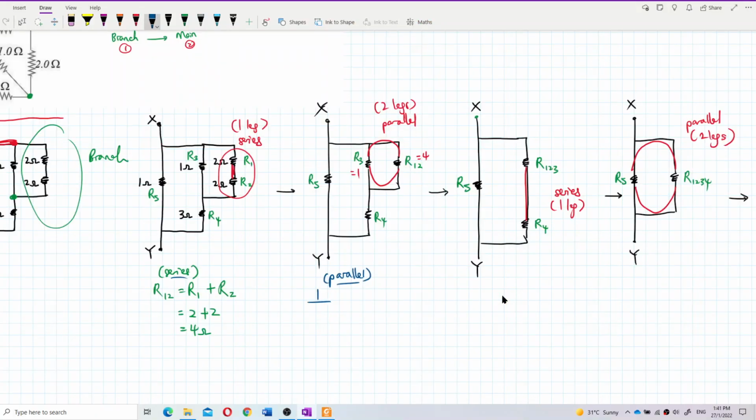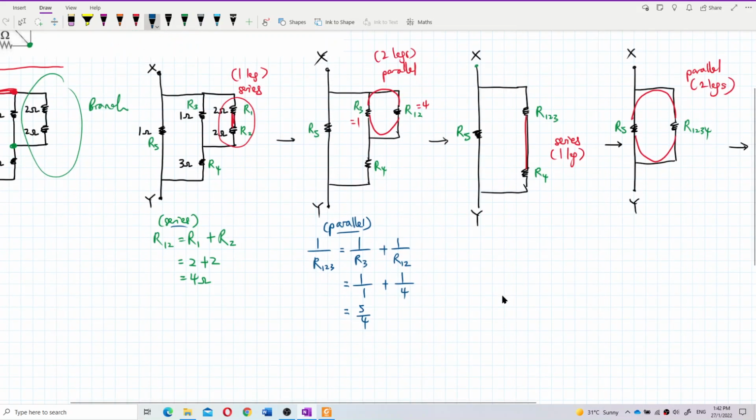So it's 1 over R123 is equal to 1 over R3 plus 1 over R12. R3 is 1 ohm and R12 is 4 ohm. So what's the answer I get? 5 over 4. But this is not the resistance yet because this is still 1 over R. Be careful. I have to invert it, and it becomes 4 over 5.